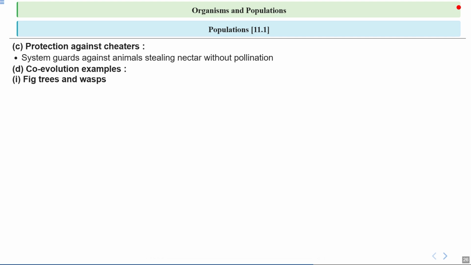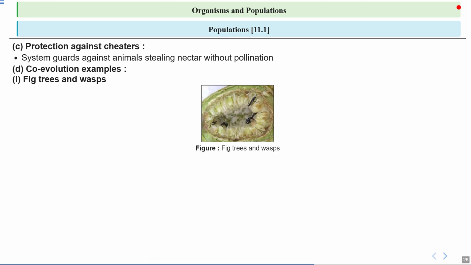Each fig species is linked to a specific wasp species, forming a one-to-one partnership. Here the female wasp lays her eggs inside the fig fruit, and the larvae feed on the seeds of the fig. In return, the wasp pollinates the fig, without searching for other egg-laying sites. So the wasp is getting a place to lay the eggs, and the larva is also getting food from the seeds, and in this process the fig plant is pollinated by these wasps. So both are benefiting here. This is the fig tree and the wasp.